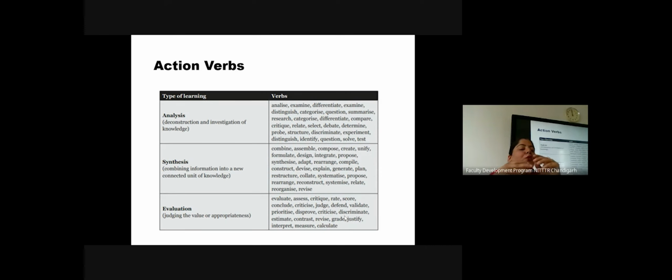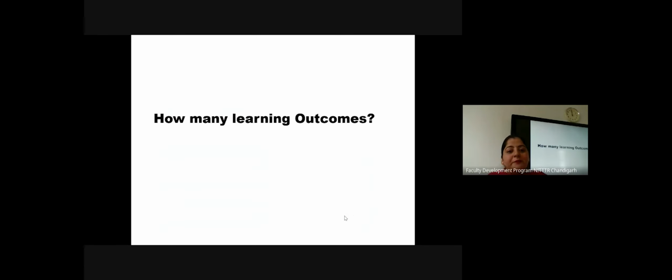Interchangeable in the sense that they overlap across different levels of taxonomy. So whenever the teacher is defining that learning outcome, depending upon what problem is being selected by the teacher, and up to what extent the difficulty level of that problem is, that will define whether it is related to analysis, synthesis, or evaluation. So the complexity of the problem will define the degree of classification as per Bloom's taxonomy.